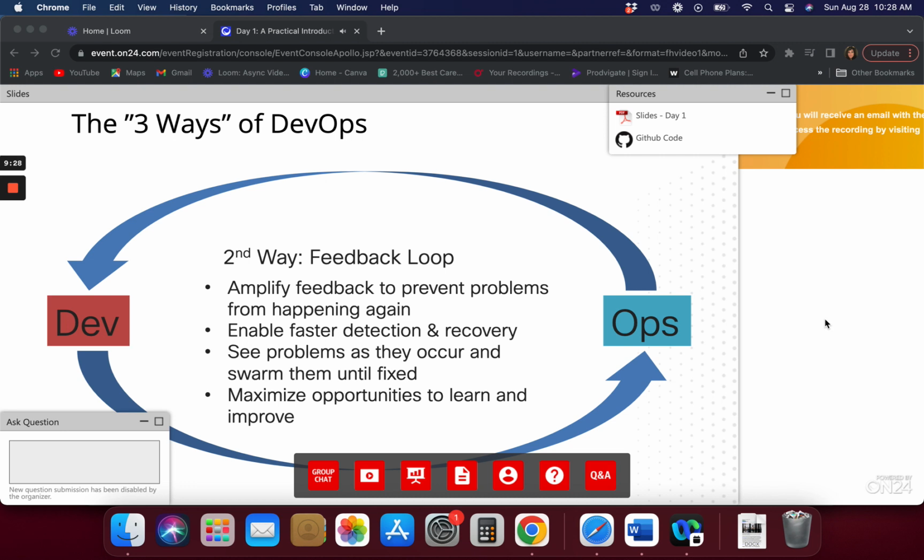The other thing is to be able to create a faster detection and recovery mechanism. And that's where a lot of technology can come into play. The goal is to see problems as they occur and then, of course, swarm them until fixed, just like we were talking about in the other way. And then, of course, the last thing is maximizing opportunities to learn and improve, to be able to look for ways to reward people for improvements to a system, for simplification of a system. That should be an area where you invest in as a business, to reward people that are thinking efficiency, because ultimately that's how you get away from having these hugely overly complex, heavy technical debt projects that just go on forever and spend a ton of money.